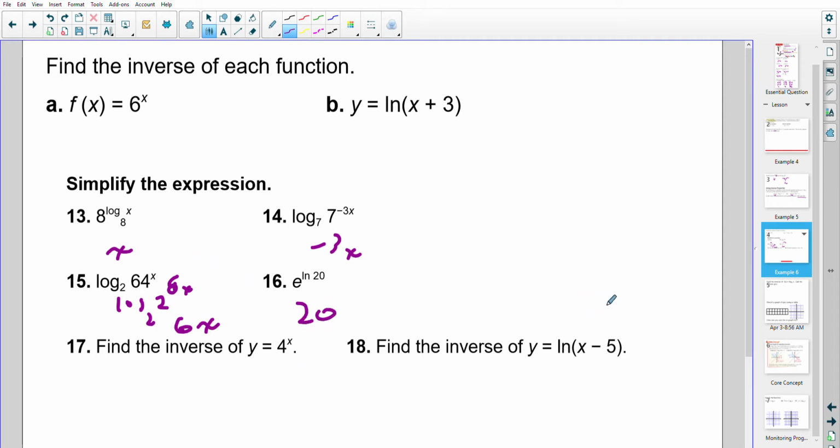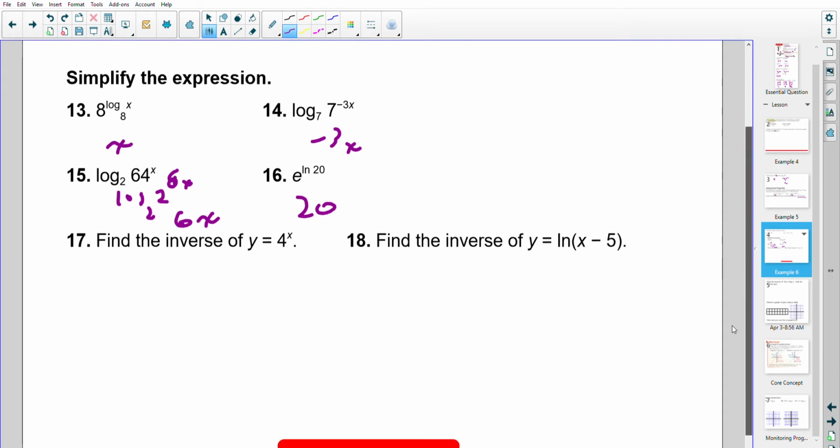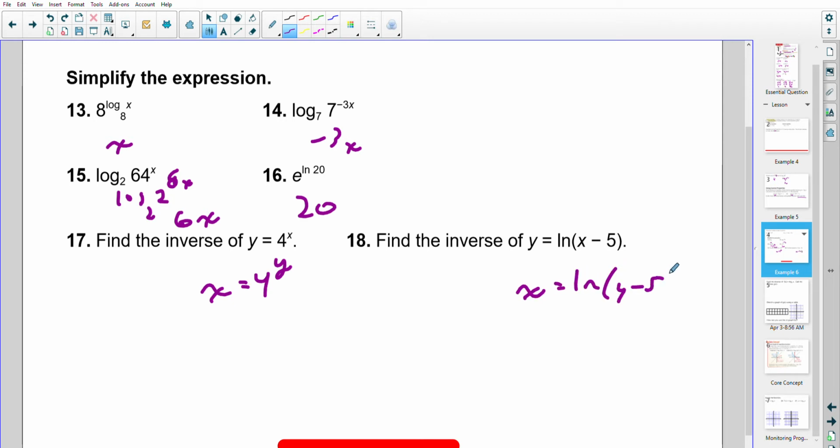The other type of questions you're going to have is to find the inverse of y equals 4 to the power of x. Finding the inverse is the same idea as switching the two. So this is going to be x equals 4 to the y. Same thing here, x equals ln y minus 5. These are basically the inverses.